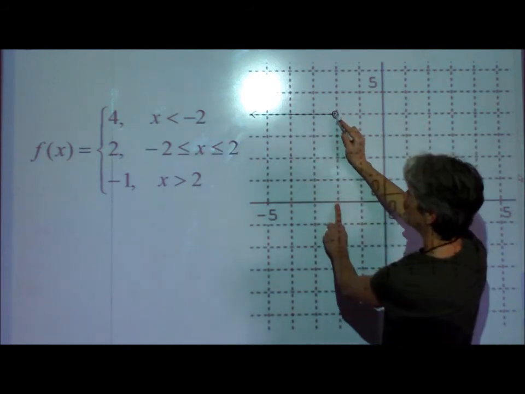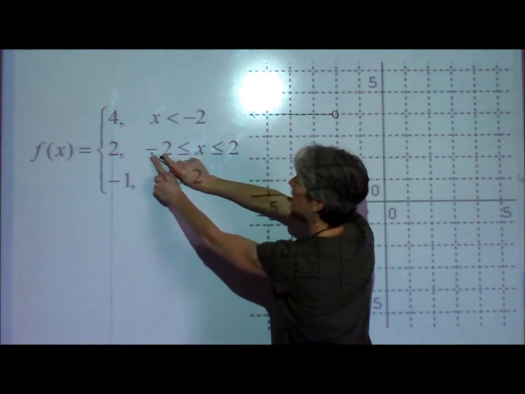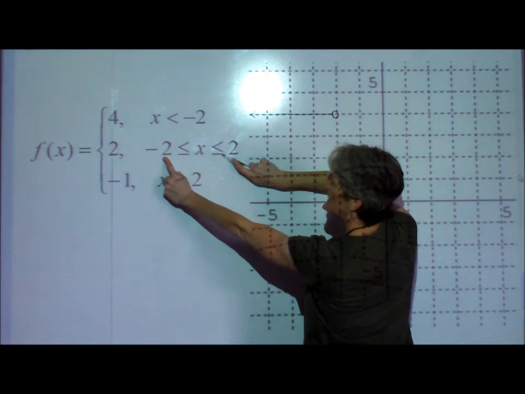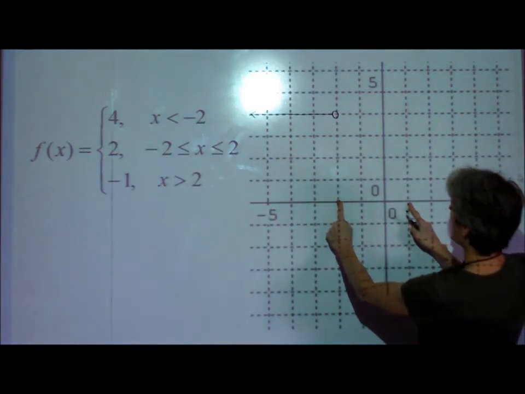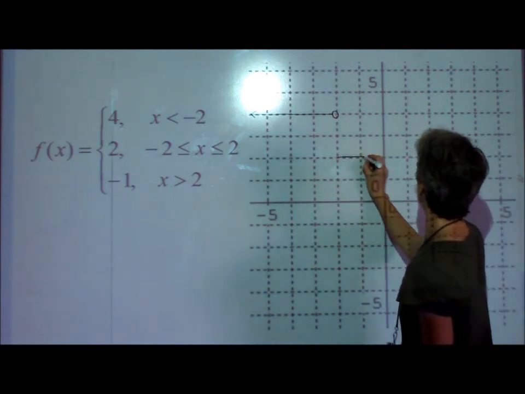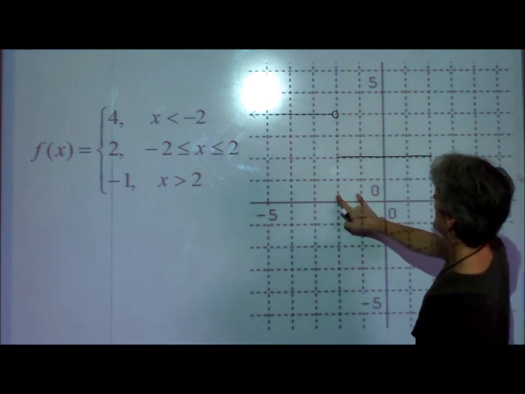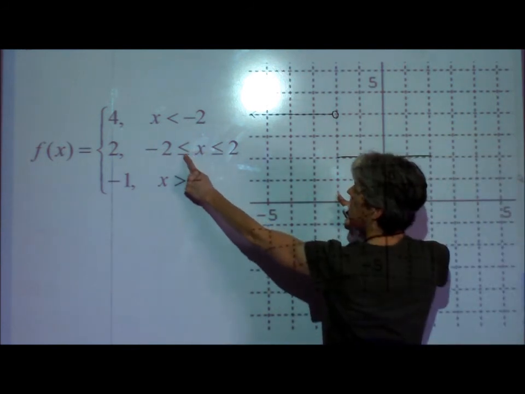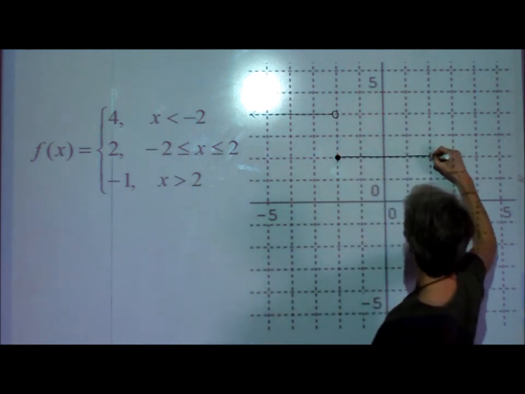All right, so there I'm happy. I get to where x is -2, and so I bounce to this next piece. This says for all inputs between -2 and 2, my output, or my y, is going to be 2. So there's a y value of 2. And that's a closed circle because it's or equal.